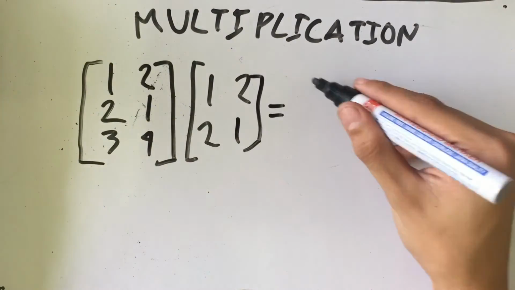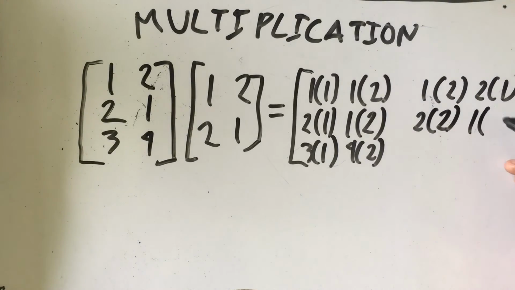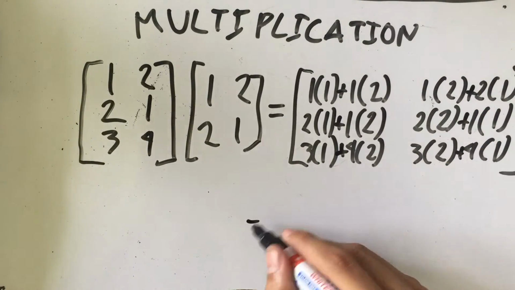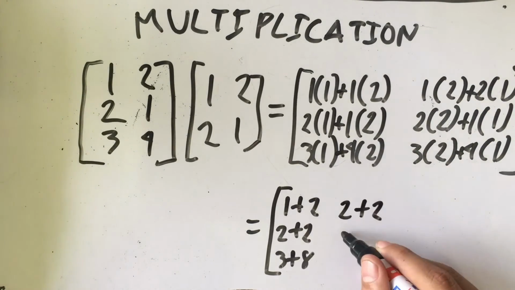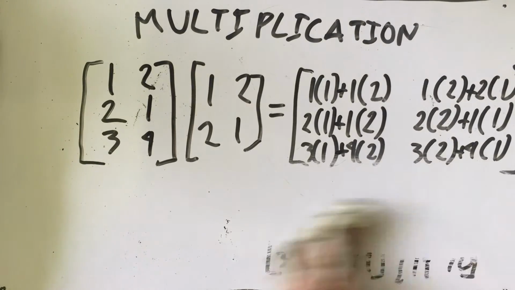Let's put entries for matrix A and matrix B. Next is to multiply all corresponding terms and put the products inside a new matrix. And lastly, add all the products that belong in the same entry.